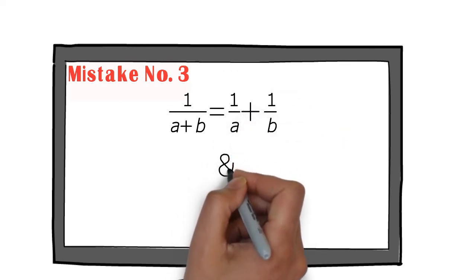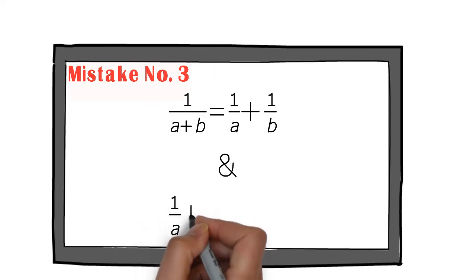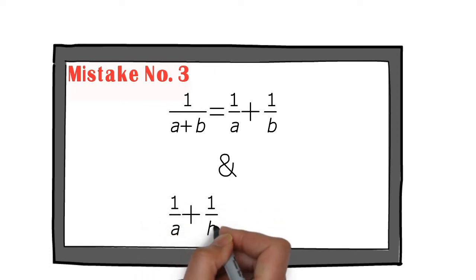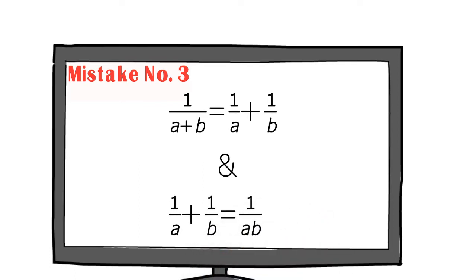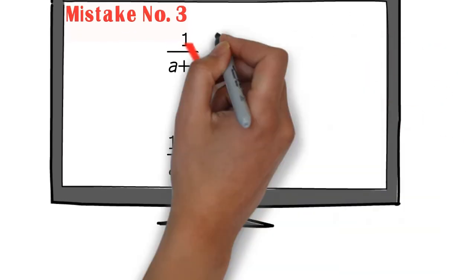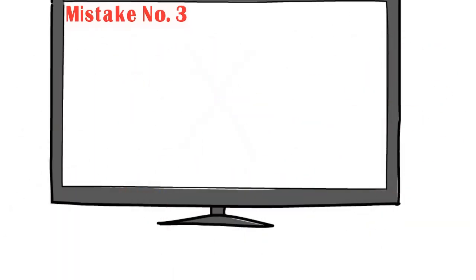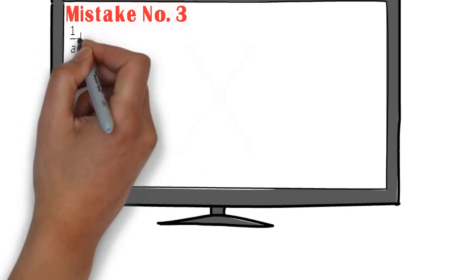Another variant is that 1 over a plus 1 over b, they take it to be equal to 1 over ab. These are not mathematical. I mean, it doesn't exist in the mathematical dictionary. So clearly, this is not acceptable in mathematics and clearly incorrect. But before we say it's incorrect, let's also try to see whether it makes sense or not.